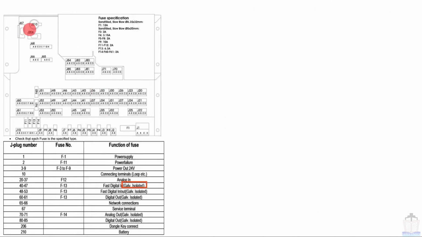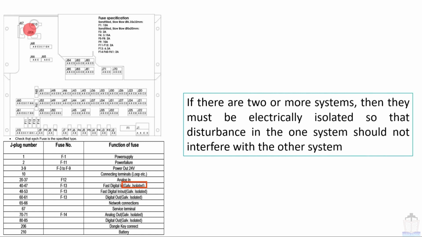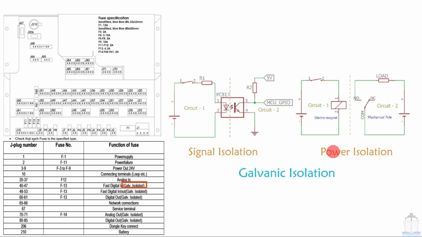Now we are going to see our next topic, that is galvanic isolation. What is galvanic isolation? If there are two or more systems, then they must be electrically isolated so that disturbance in one of the systems should not interfere with the other system. That is the idea behind implementing this galvanic isolation. Okay, now we will see with the example. In this diagram you can see there are two types of galvanic isolation. One is power isolation and the other is signal isolation.